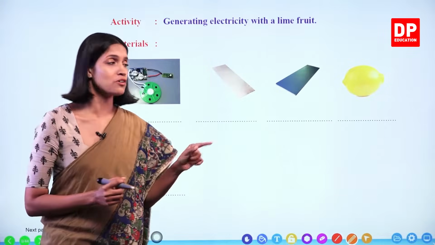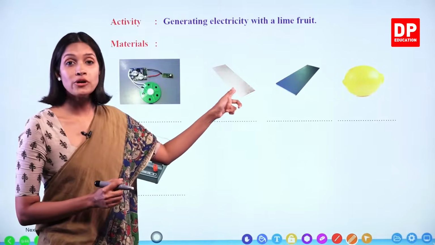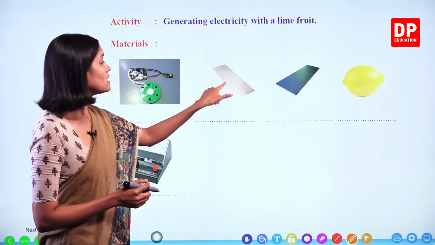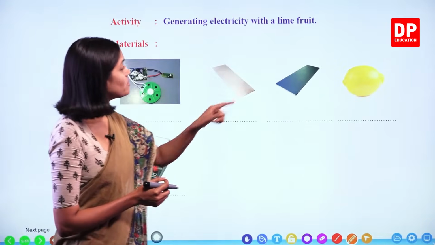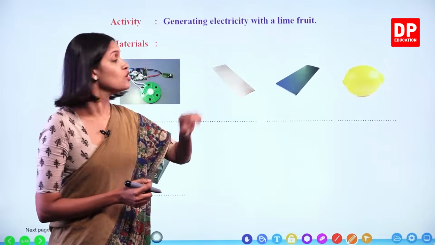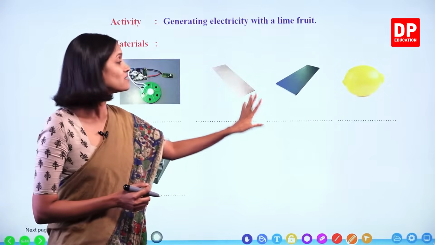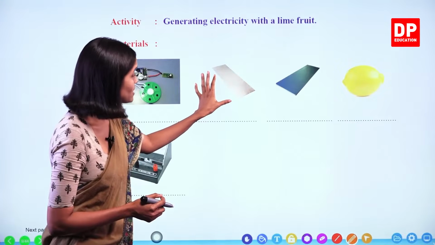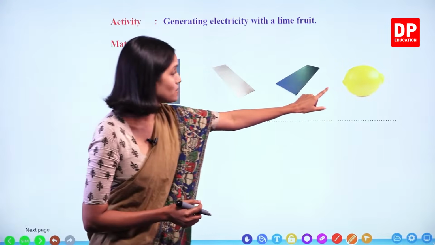Copper is a type of, look at the color, right? It's copper color or brown in color, right? We need a small copper sheet, and we need a small zinc sheet. Zinc is a silver color material. Both copper and zinc are metals, right, children? We need a small copper piece and a small zinc piece. And we need a lime fruit.